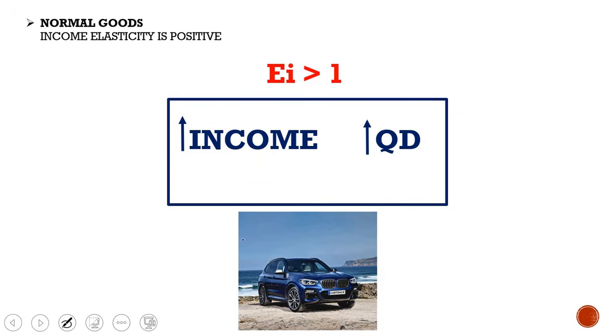Now, when we look at income elasticity, you're looking at normal goods, inferior goods, and luxury goods. For normal goods, your income elasticity is positive, so E of I is more than 1. When income increases, the quantity demanded for these goods will increase. For example, a vehicle. If a person earns more income, they will be able to purchase a vehicle, so the quantity demanded for vehicles will increase.